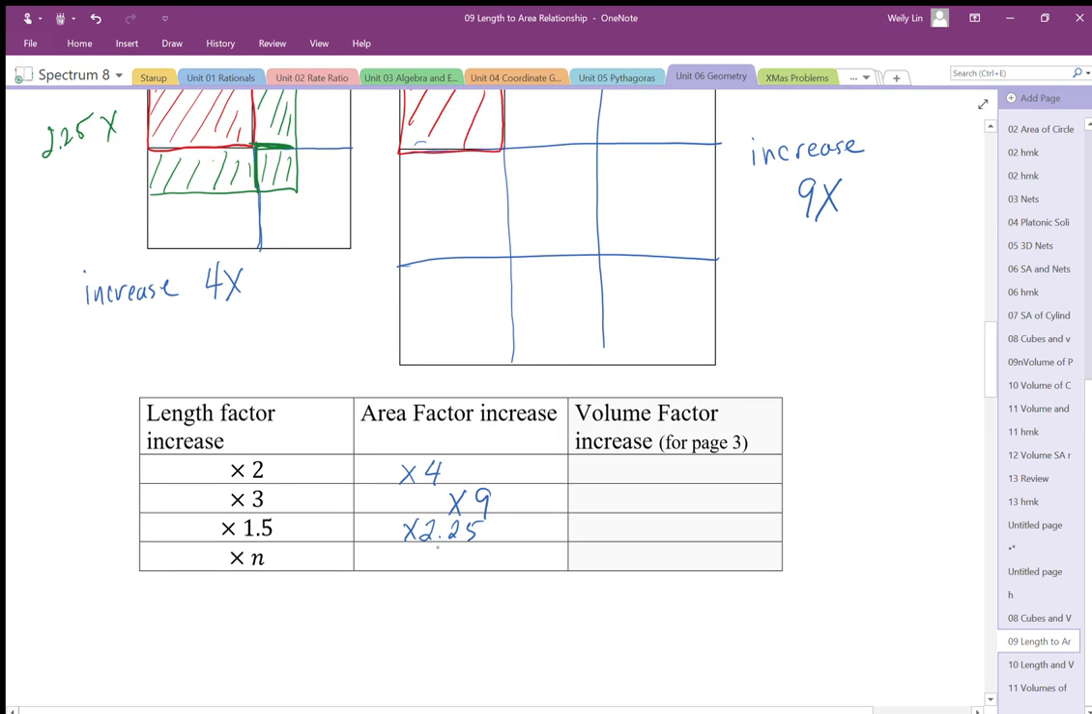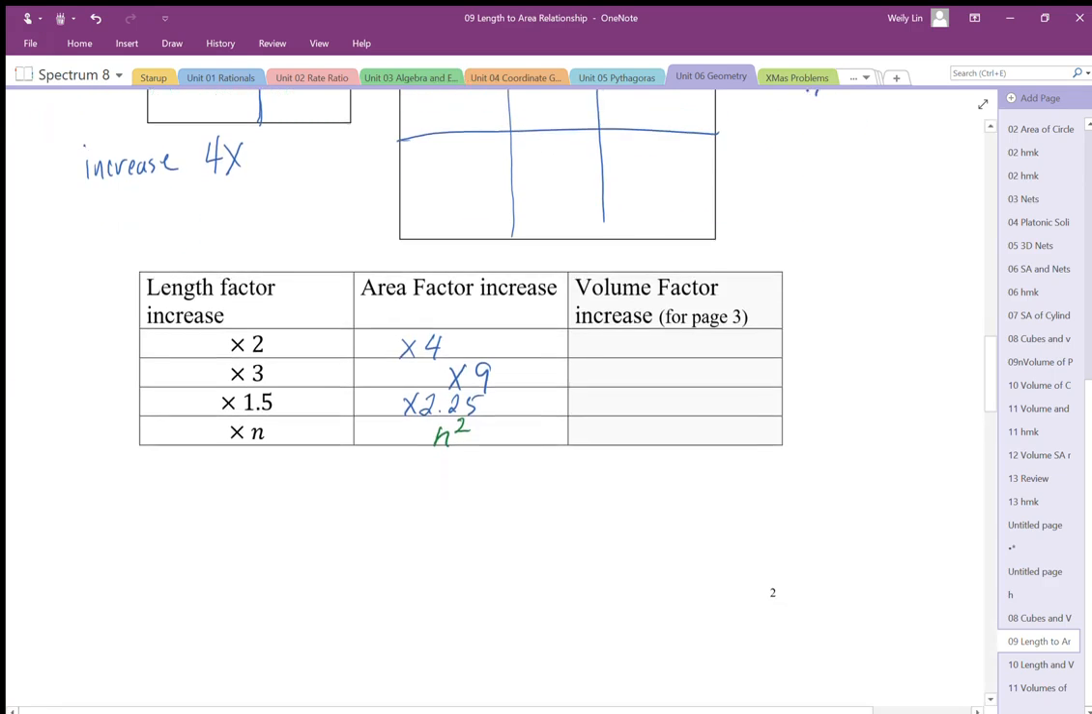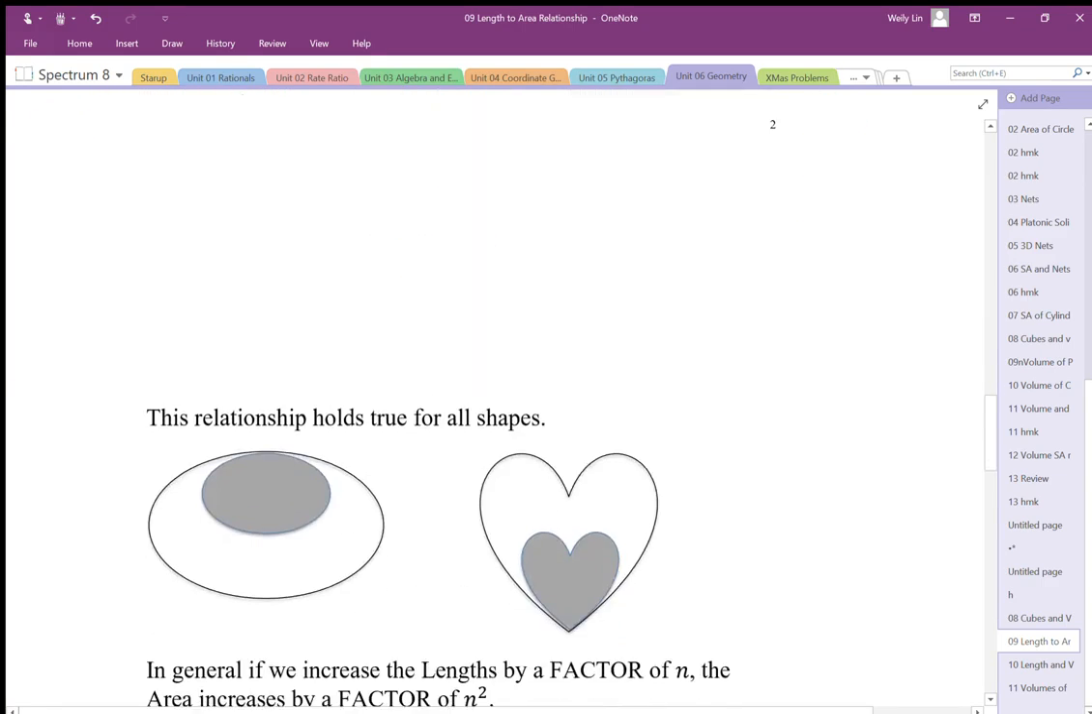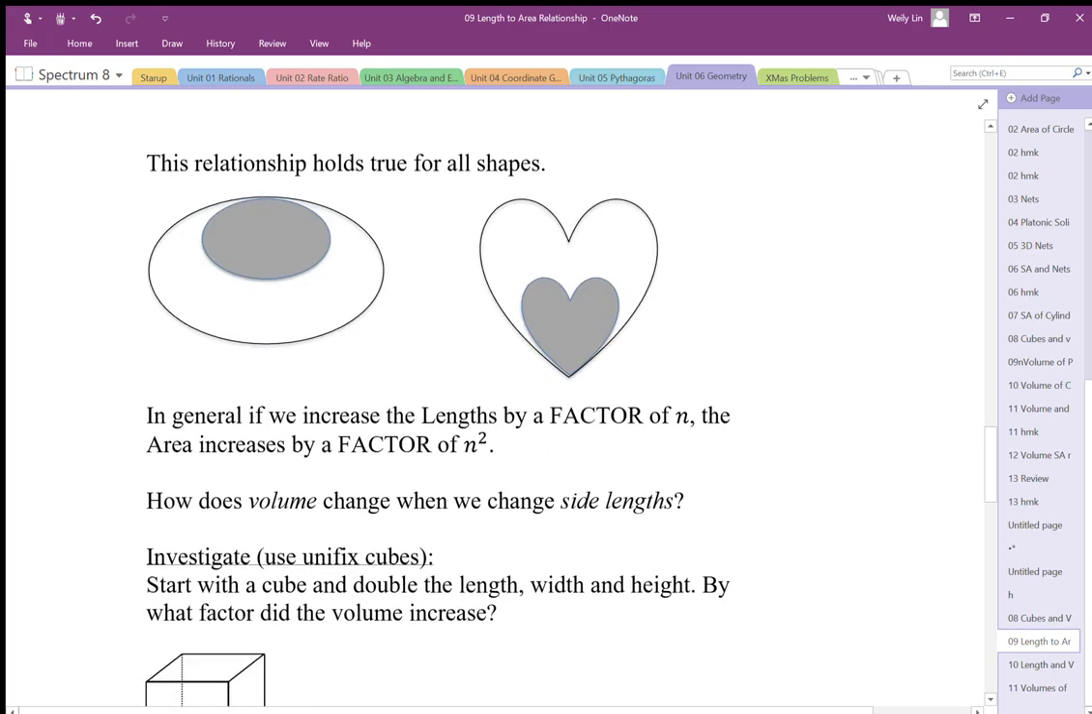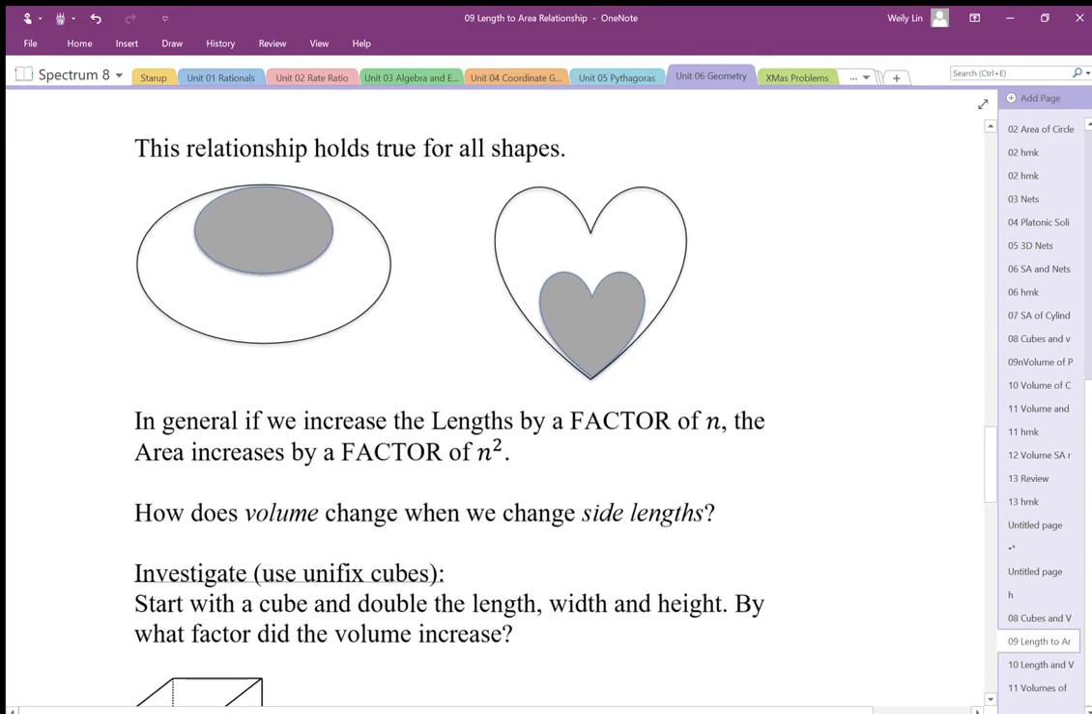We're going to generalize this then. So if we increase the side length and width by n, we're going to increase the area by n squared. So if I make it 10 times longer, 10 times wider, I'm going to end up with 100 times more area. Okay, we're going to look at volume later, but let's see how this holds true for other shapes.